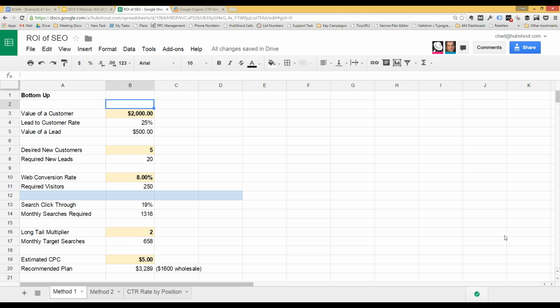I like this one because it's very much based on leads and how many customers they want, and a real plan of how many customers they have. So this is dollars in their bank versus this amorphous thing of rankings and the value of a ranking. They only care about it if it converts into visitors, into leads, and then visitors into customers.